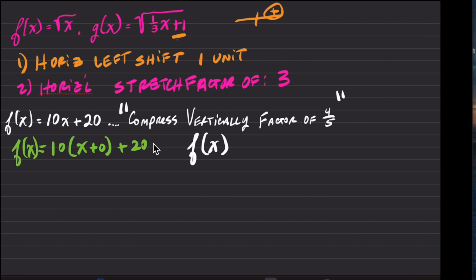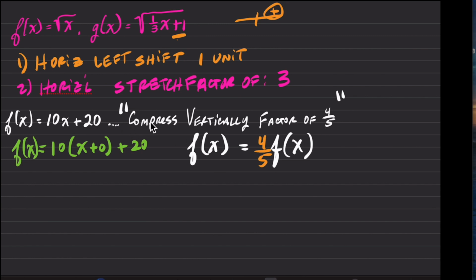Okay, here we go. Compress vertically. That means we are going to be outside of the function. We're going to be outside because it's vertical. Compressing means we're going to be multiplying. Shifting or translating, we're adding and subtracting. Compress, shrink, stretch, we're multiplying. Our factor of guy is 4/5. He stays the same as is. We do not do the reciprocal.